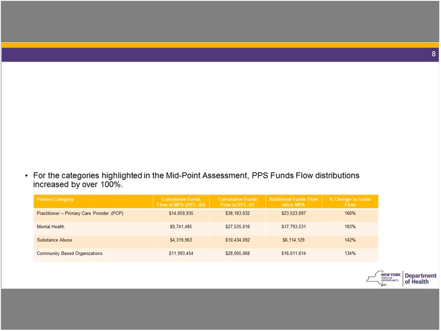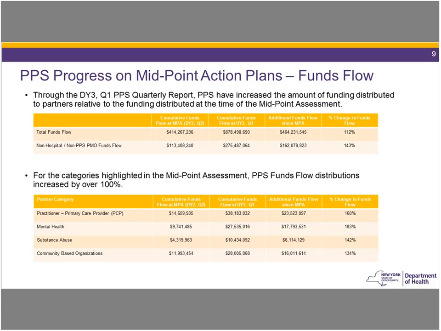So looking first at the funds flow, and the way we've structured this on both funds flow and partner engagement is that we're going to look at the overall picture, so across all of the PPSs first, but then drill down into those PPSs that had that PAOP standard modification recommendation, just to see how everyone is doing, and then specifically how those PPSs with that recommendation have changed over the 3 quarters since midpoint.